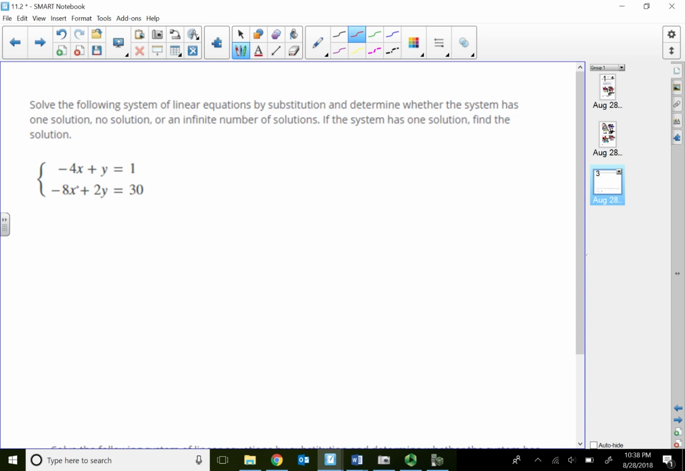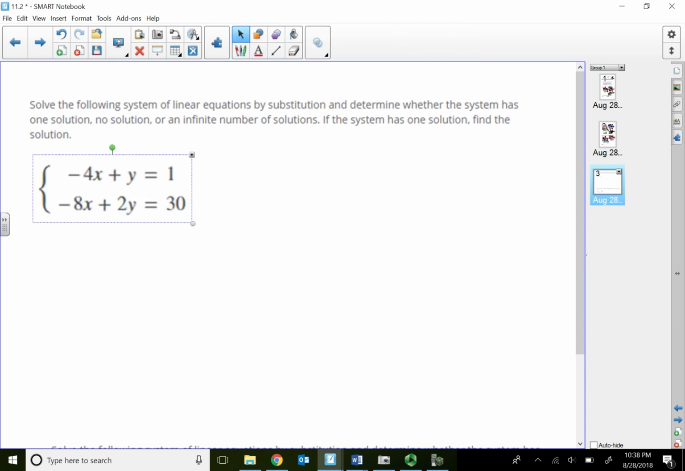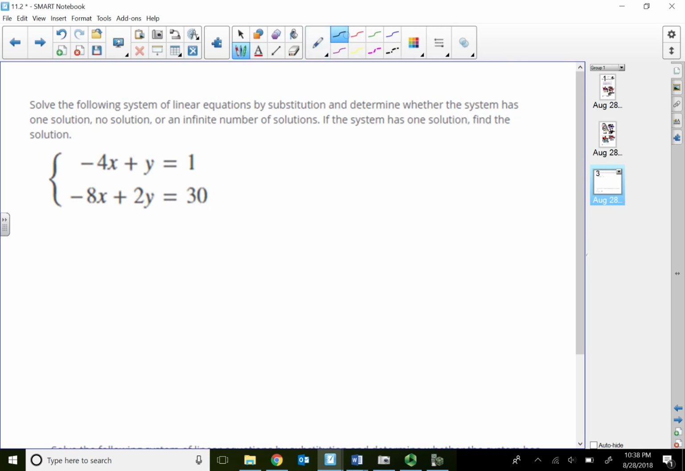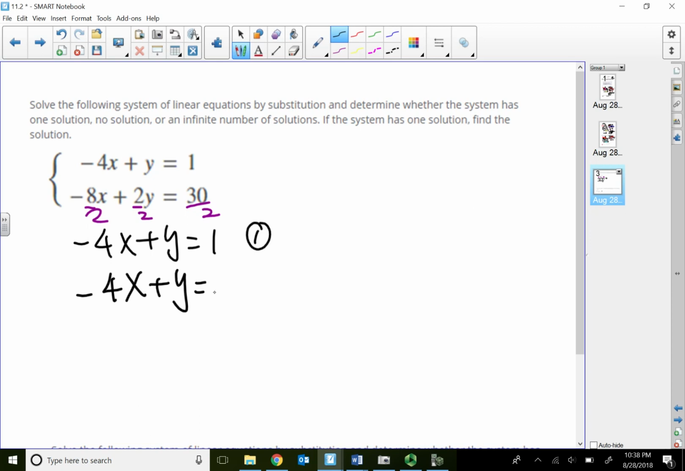Oh, the first one, 4, 1, 1. Can't really cancel them out. So I'm going to just rewrite this. Negative 4x plus y equal to 1 is my first equation. My second equation, all three terms can be reduced by 2. So that's negative 4x. Ooh, this one's strange. Plus y equal to 15. So this one is almost like the previous problem we just did, except this part is slightly different.